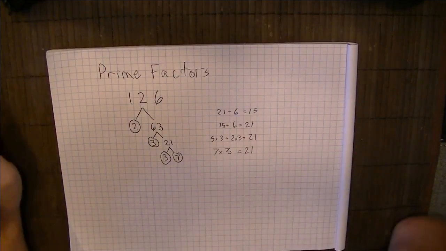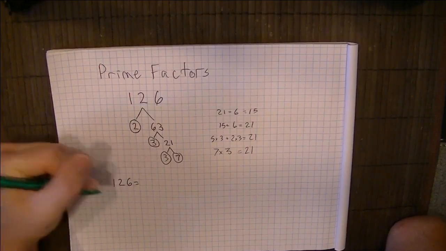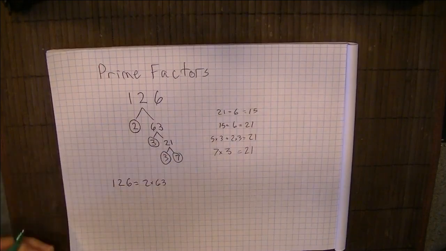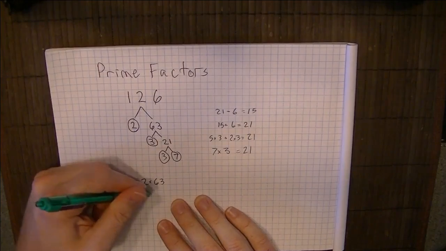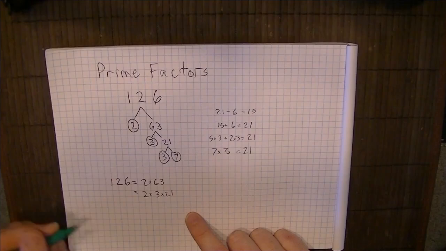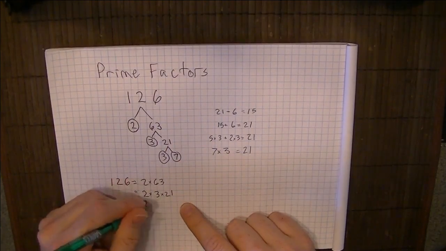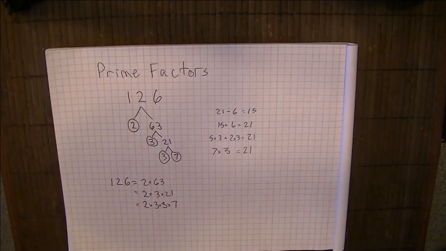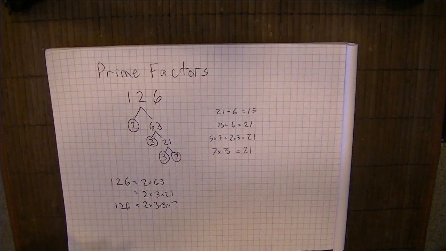So what have I got here? I've now said that 126 is equal to 2 times 63. But then I said that 63 is 3 times 21, so I can rewrite this as 2 times, rather than 63, I can write this as 3 times 21. But once again, I said that 21 is equal to 3 times 7, so this is 2 times 3 times 3 times 7.